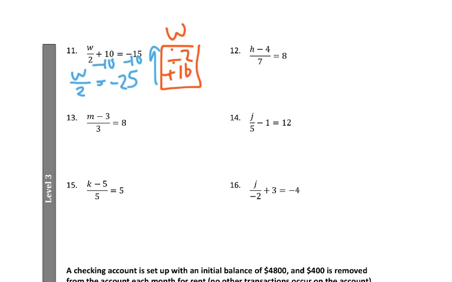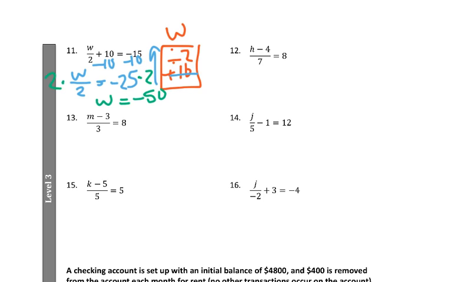Okay, and then that took care of that step. Why are these level 3? These should not be level 3. I think these are just more problems for you, because these are not any more difficult than anything else that we've seen so far. Then our next step is going to be to multiply both sides by 2. And we would get that w equals negative 50.